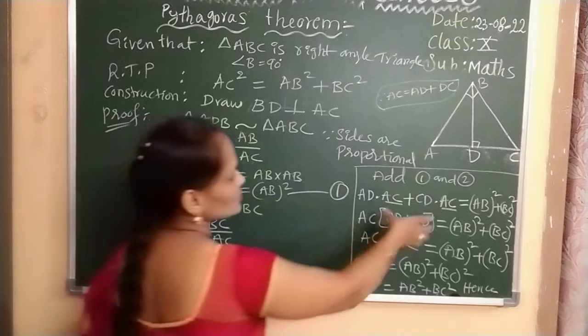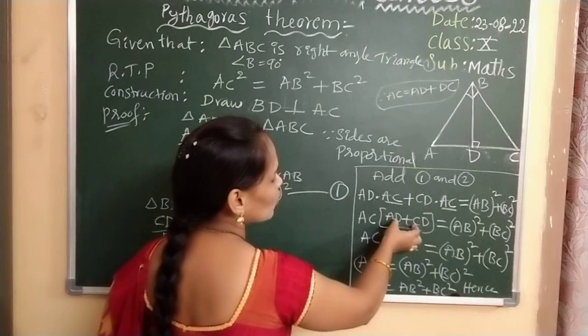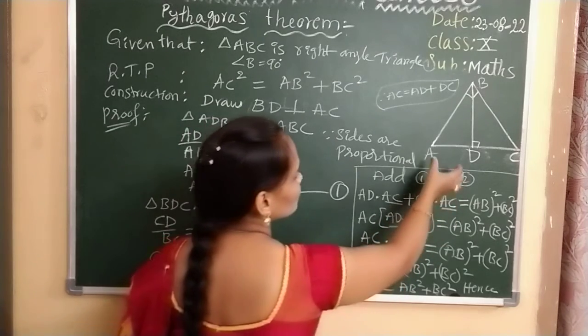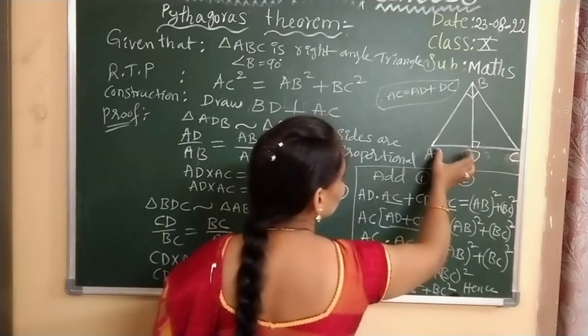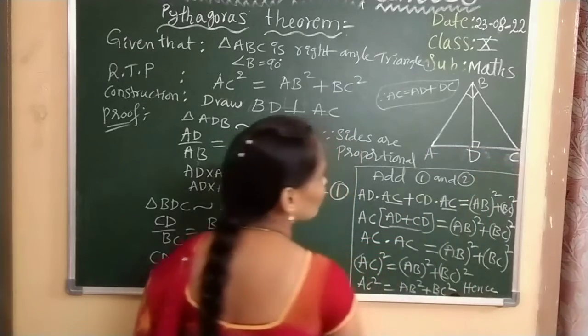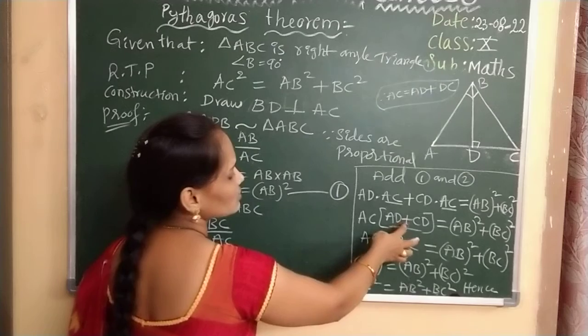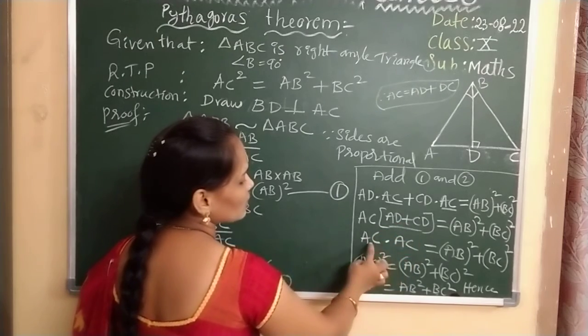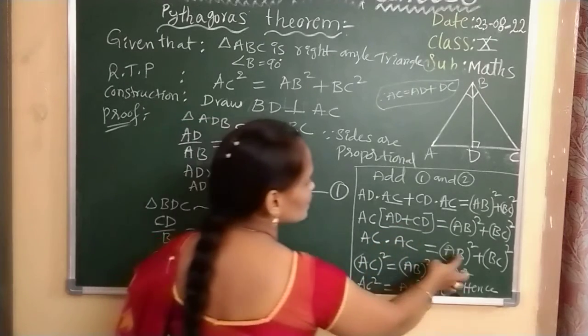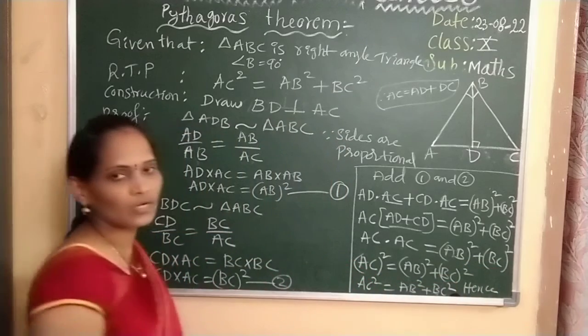Now add these two equations. One small thing you can remember: the sum of these two parts is the total length of side AC. So we can write it as AC into AC, AC square. AB square plus BC square we can write as it is.